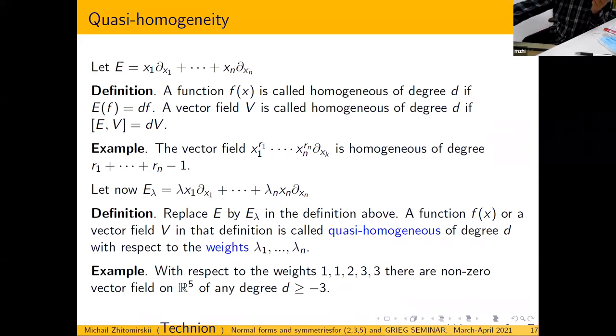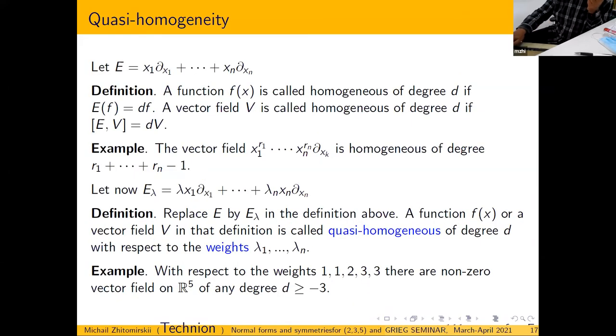For the 2, 3, 5 distribution, I think everybody knows here that these are the natural weights. Note that with respect to these weights, there are non-zero vector fields on R^5 of any degree, starting from minus 3: d by dx4 and d by dx5 are homogeneous of degree minus 3, d by dx3 is homogeneous of degree minus 2, and d by dx1, d by dx2 are of degree minus 1.